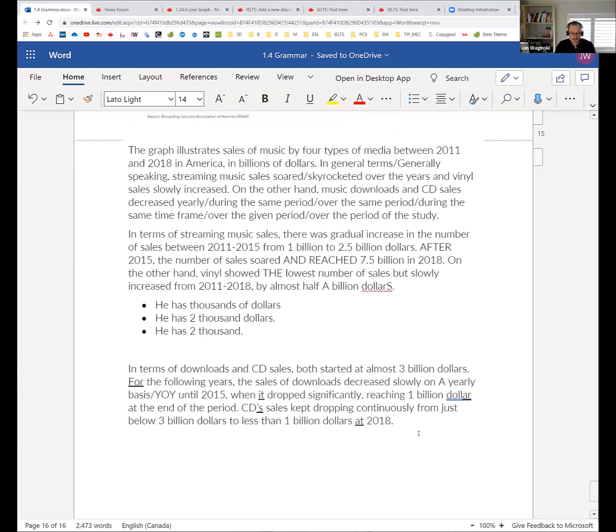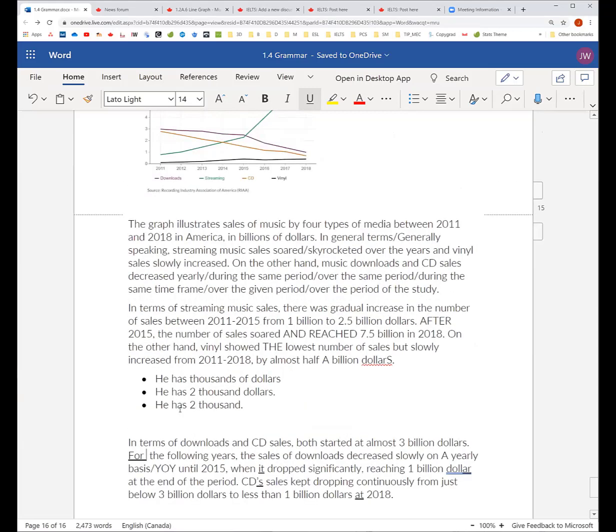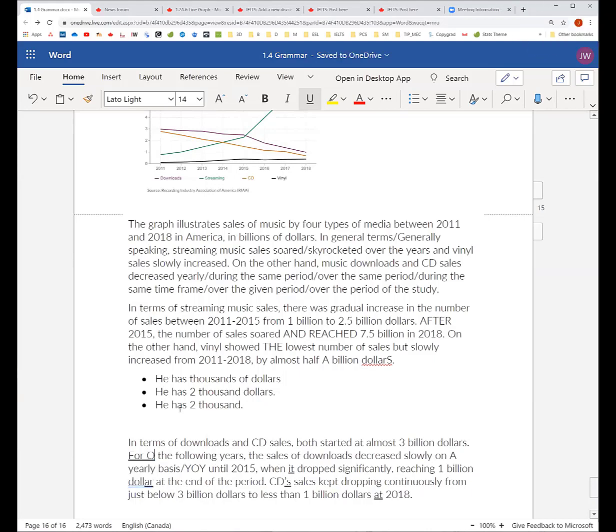Okay, so we got some problems in this one. In terms of downloads and CD sales, both started at almost $3 billion. For the following years, we need a different preposition here. From? Nope. In the following years? In is okay. And what's another one that starts with O? On. No. Over. Over a period of time. That'll be the very common preposition that you use.